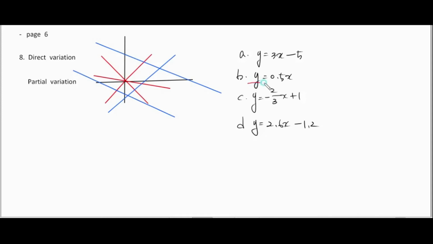And now let's look at question 7. When we draw the graph in question 7, B was the only graph that touches 0, 0. So B is the only direct variation, and the other graphs A, C, D are partial variations.